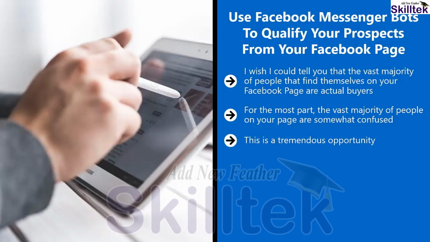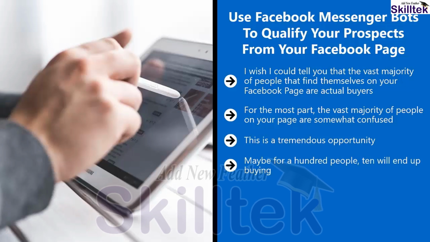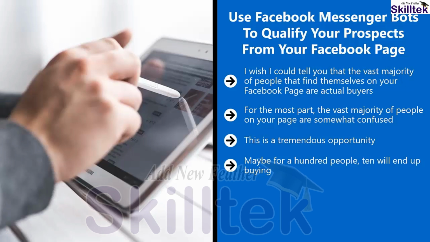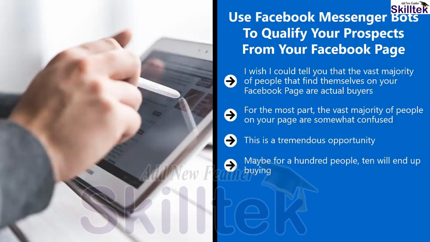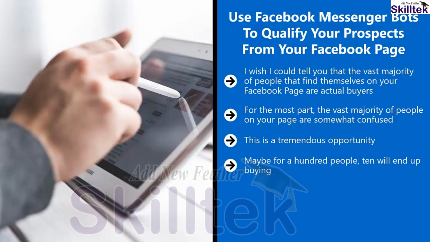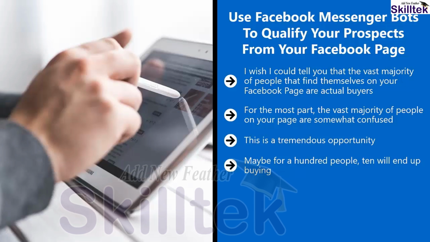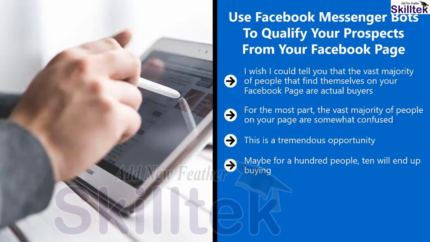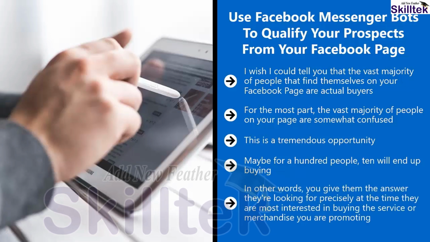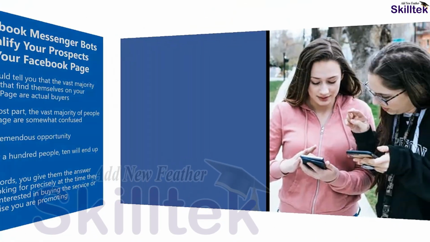There is some filtration process happening. Maybe for 100 people, 10 will end up buying. Still, those are 10 sales you would not have had if you did not have this sales filtration process in place. Using your Facebook Messenger bot to qualify your prospect by answering their questions, creating some sort of decision tree for your responses, and, if they are the right type of person with the right need at the right time, you can close the deal off Facebook Messenger itself. In other words, you give them the answer they're looking for precisely at the time they are most interested in buying the service or merchandise you are promoting.